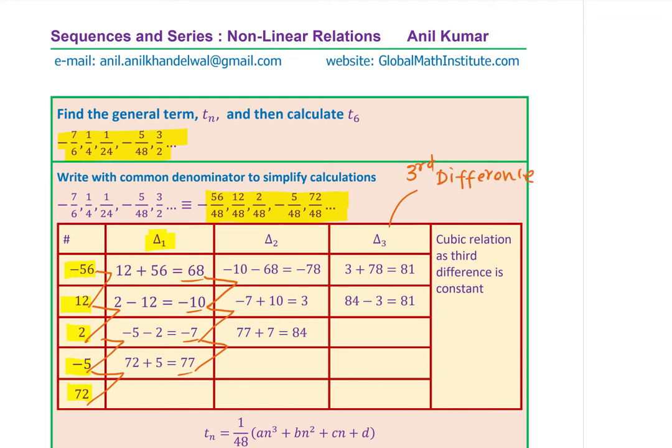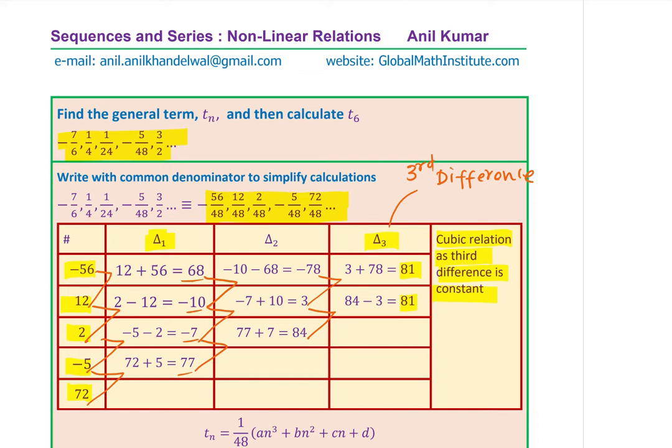We note that the third difference, 3 minus of minus 78, will give us what? 81. 84 minus 3 is also 81. That is constant. So that means that we have the third difference, which is constant. That means what we thought about was a cubic relation. It is true. Cubic relation as the third difference is constant. Clear? And the constant is 81. Perfect. So we also know what is this third difference?